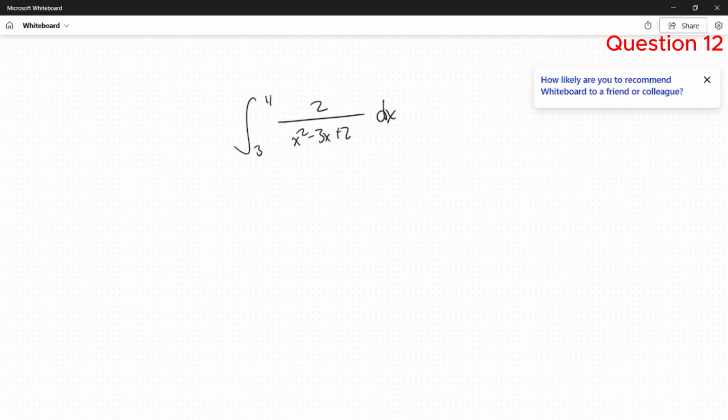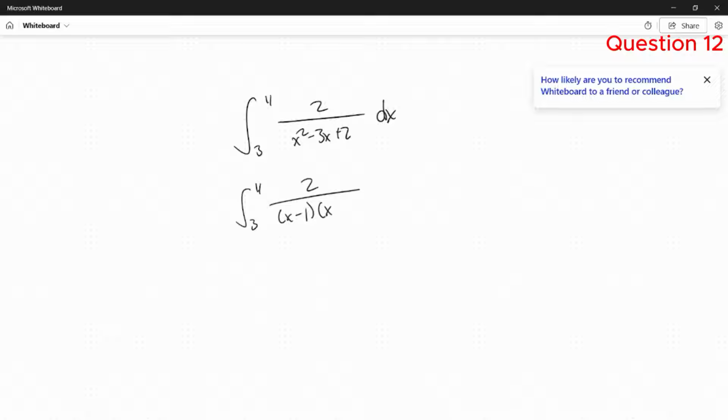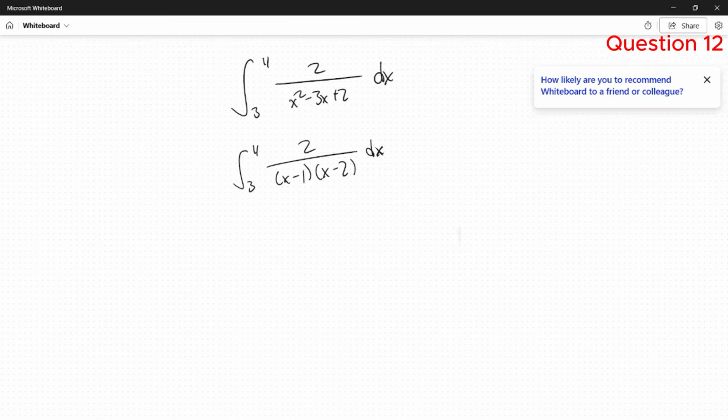Okay, we see a polynomial on the bottom. This polynomial cannot be u-subbed. As we may see, it cannot be done with a trig substitution or a trig identity. So what we're left with is we have to see if we can factor it and perhaps use partial fraction decomposition. And in fact, we are lucky because we can factor this and we can use partial fraction decomposition.